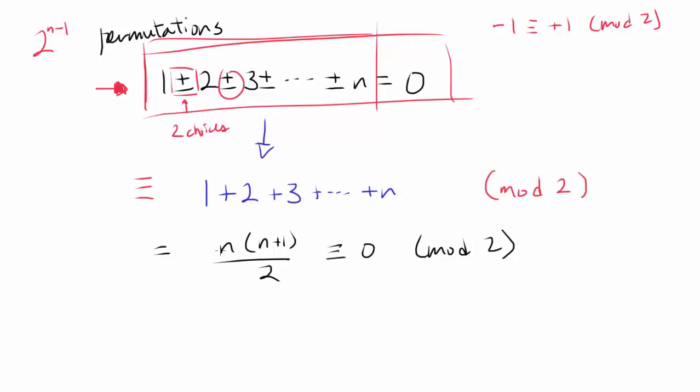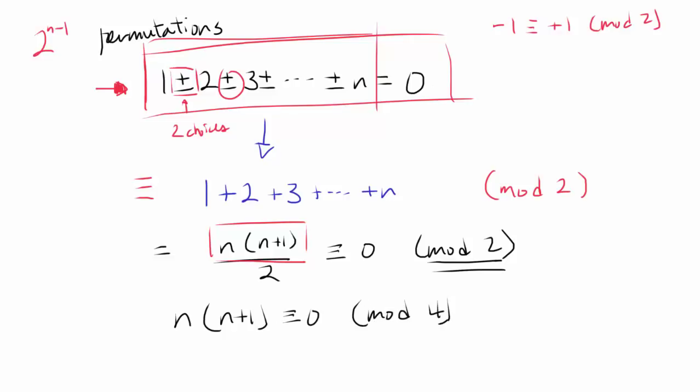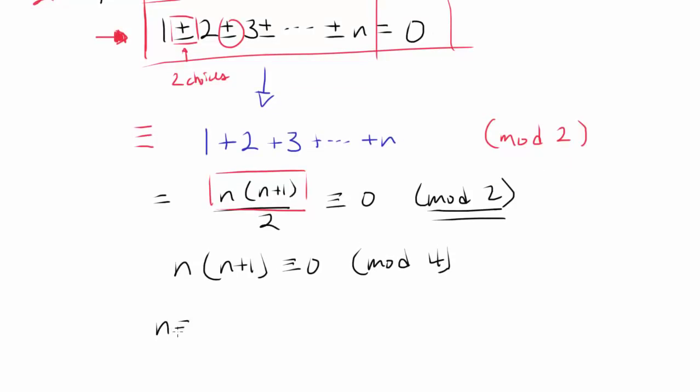And what is this telling us? Well, we have n times n plus 1, and when you divide it by 2, we have a multiple of 2. n times n plus 1 over 2 is a multiple of 2. That's telling us n times n plus 1 is a multiple of 4. So we know n times n plus 1 is congruent to 0 in mod 4. And from this, we know n is congruent to 0 mod 4, or n plus 1 is congruent to 0 mod 4.